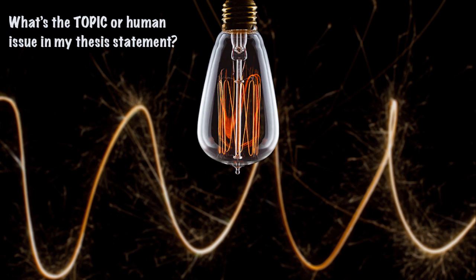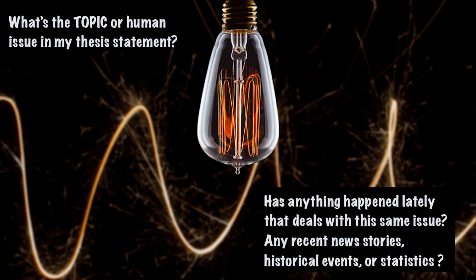First, what's the topic or human issue in my thesis statement? Our topic is innocence, and more specifically, what destroys innocence. So the next step is to relate this to something that the reader will be familiar with. We need an example that will establish common ground and will help the reader start thinking about childhood and innocence lost.